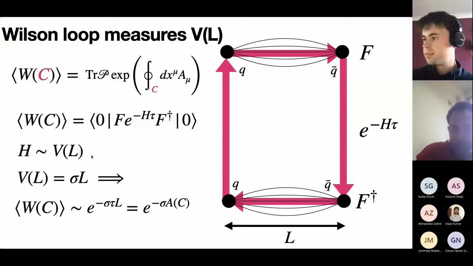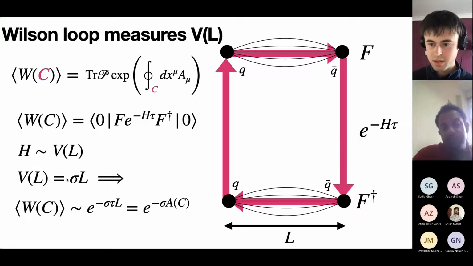What is F here? F is the creation operator for a pair of quark and antiquarks.